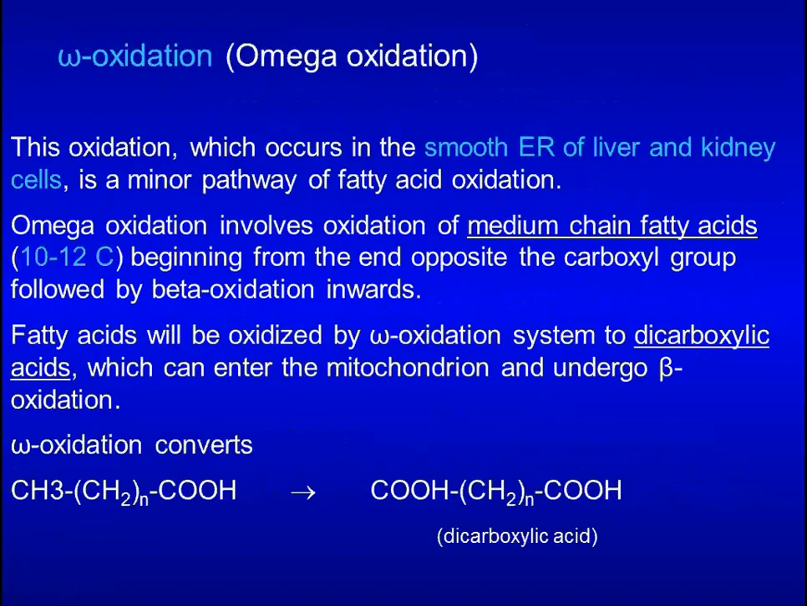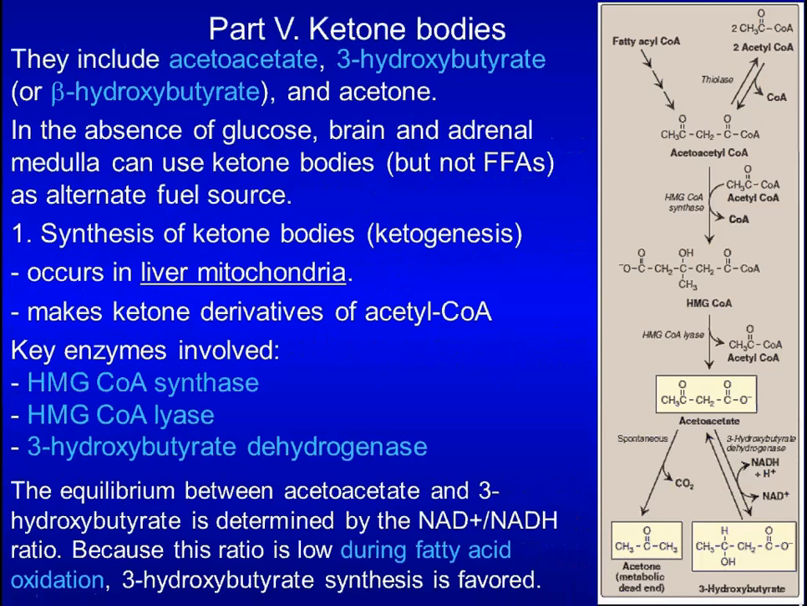Omega oxidation occurs in the smooth ER of liver and kidney. Omega oxidation involves oxidation of medium-chain fatty acids from the omega end. The result is dicarboxylic acid. When beta oxidation is defective, a typical finding is buildup of dicarboxylic acid. Now let's move to part 5.